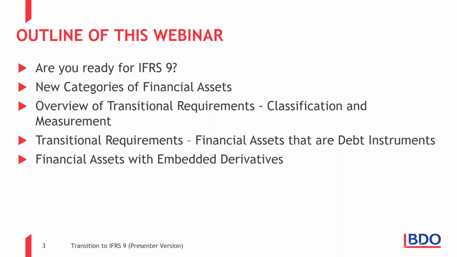So we will do a bit of revision very quickly on those new categories of financial assets, a little bit of a recap. Because when we get to the transitional requirements in section 3, you need to be fairly familiar with the new categories of financial assets. We'll also go on and look at transitional requirements for financial assets that are debt instruments, and we'll look at financial assets with embedded derivatives. We're not looking at all the transitional requirements in IFRS 9, but I've just selected a few of them to get the conversation started.